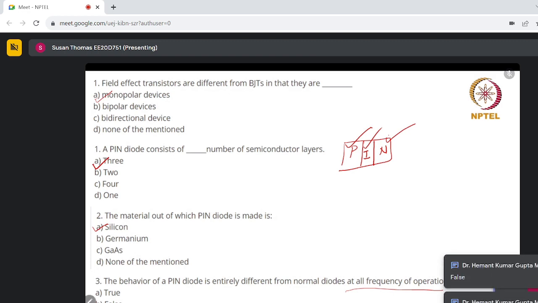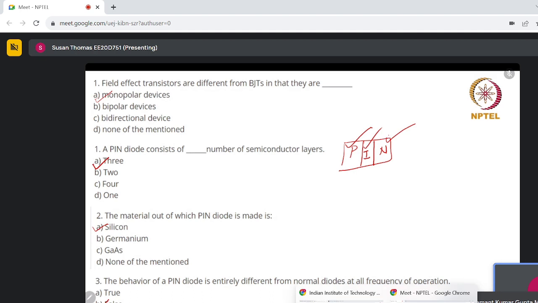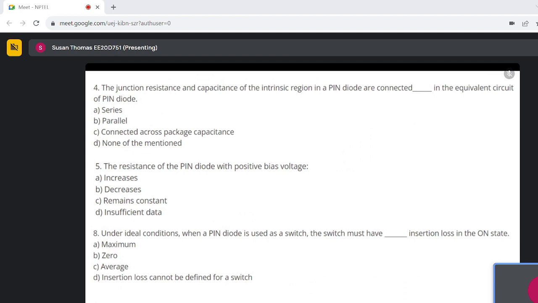Yes, that's a false statement because up to some frequency, say up to some 100 megahertz, the properties of pin diode are as that of a normal diode, after which the behavior is different. At high frequencies, the behavior is different, but at low frequencies, the behavior is same as that of a normal diode. Okay, now let's move on to the next question.